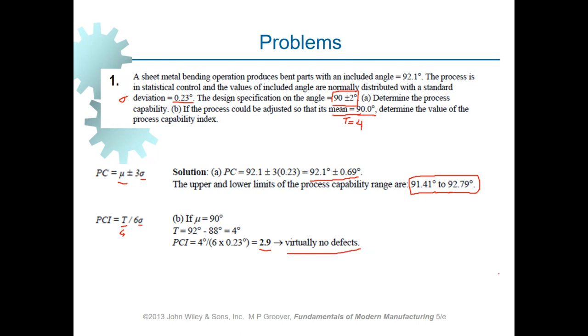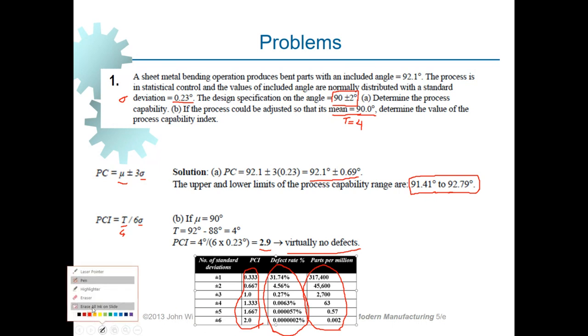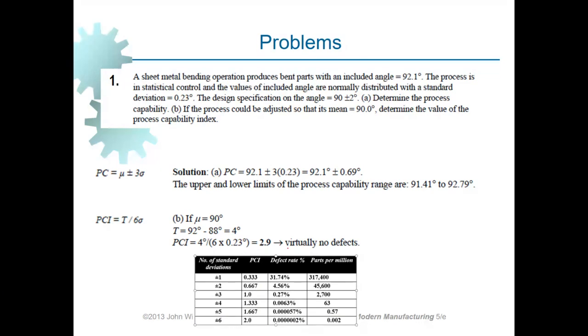What does that mean? We need to take a look at the lecture notes. In the lecture notes, I have included a table right here, which is relating the value of PCI to the total number of parts that are scrapped in 1 million, or to the percentage of the parts that are considered to be scrapped parts. For this given problem, what we have is a value of 2.9 for the PCI. If we take a look at the column for PCI, as the value of PCI increases, the number of parts per million that are scrapped will be lower.